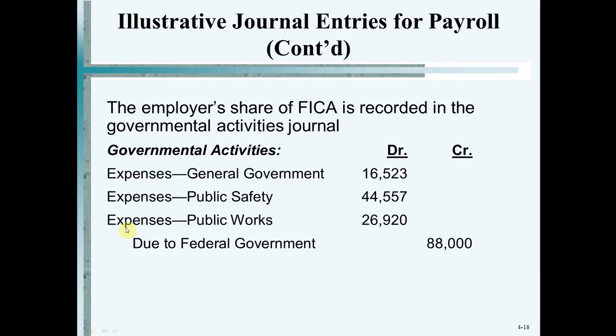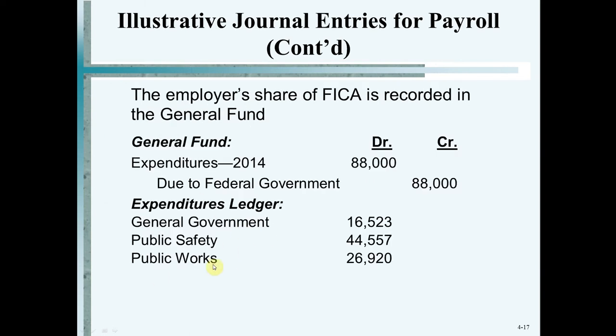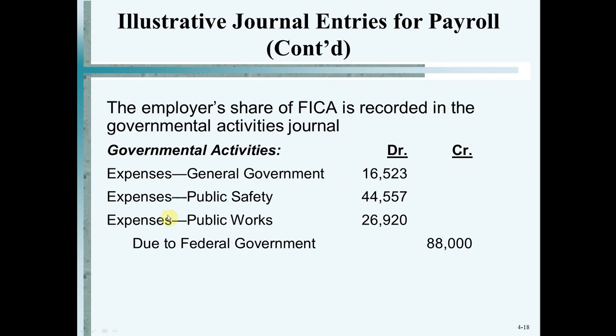The employer's share of FICA is recorded in the government activities journal as seen below. Expenses, and then they list each department. And then due to federal government. So it looks a lot like the expenditure subsidiary ledger for the general fund, but we record it with that detail in the expense accounts for the government activities.